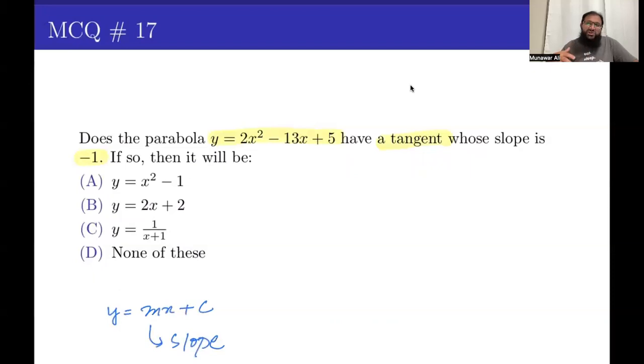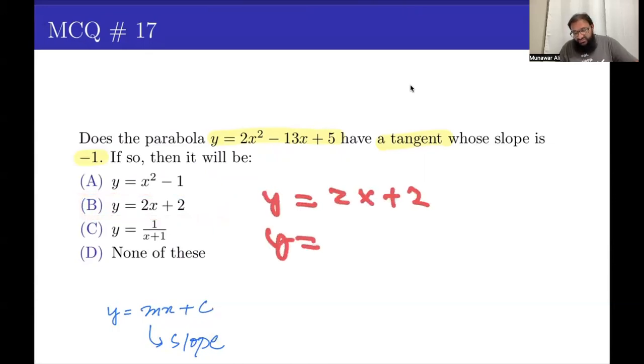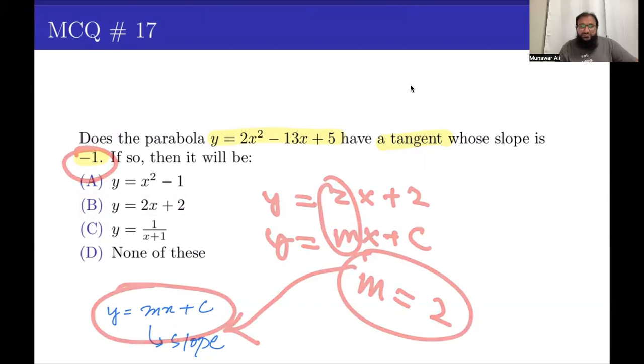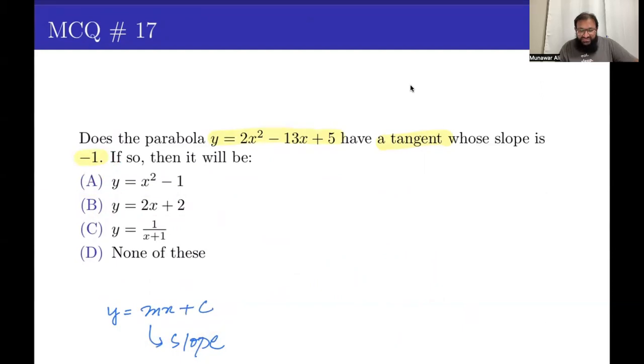So by looking at these options, I can see that this is not a straight line because this represents like y is equal to x square. So this is not my option. This is not a straight line. So this is not my option. This is a straight line, which has the form y is equal to 2x plus 2. If I compare with y is equal to mx plus c, then the slope is going to be 2. But I want slope to be -1. It means all of these are not my options.